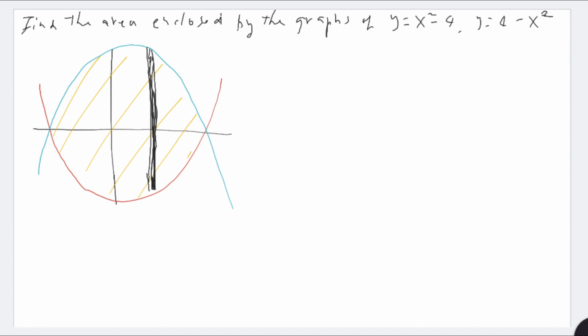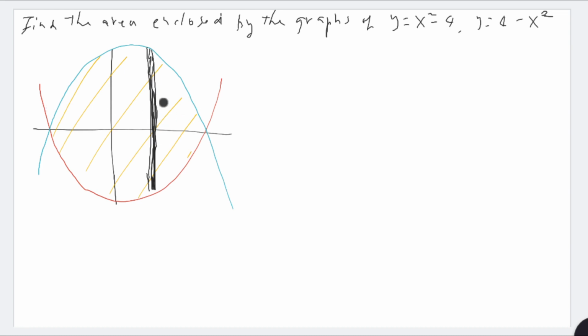How you check is to visually imagine this strip moving across the region with the vertical strip. That's just a representative, right? In reality, you would have infinitely many strips. But imagine this strip moving across the region, seeing if the top or the bottom would jump from one curve to another. It's not going to happen.